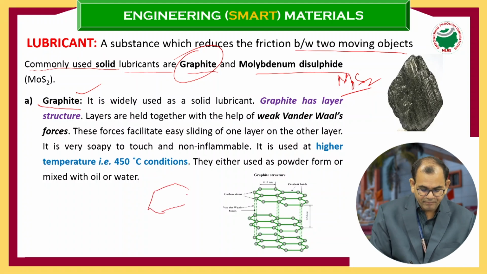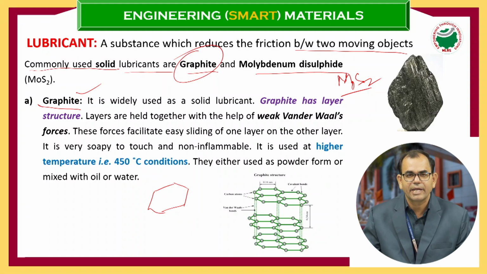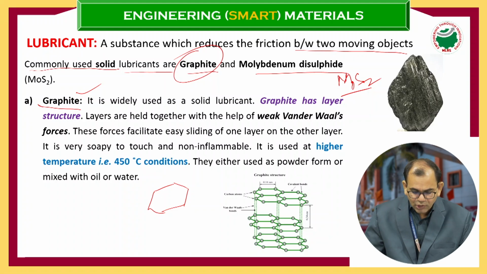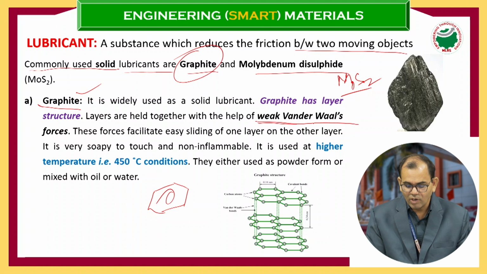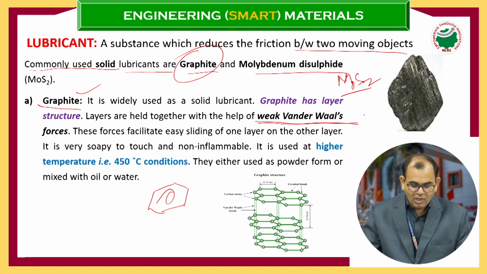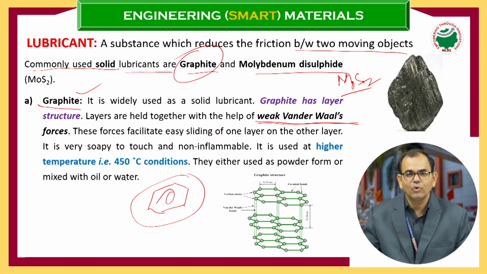Hexagonal structure. Okay, hexagonal structures are stacked layer by layer. They are held together with weak van der Waals forces. Okay, the hexagonal layers are held together with weak van der Waals forces. The hexagonal structure is nothing but a monolayer, a single layer connected with another monolayer connected with another layer, and that is the structure here.